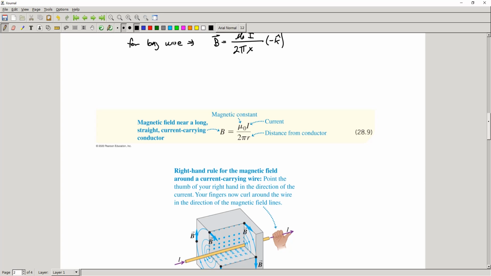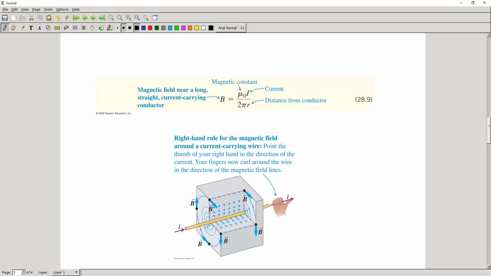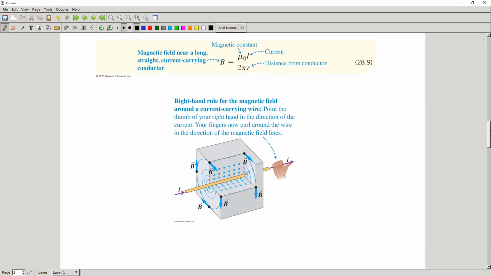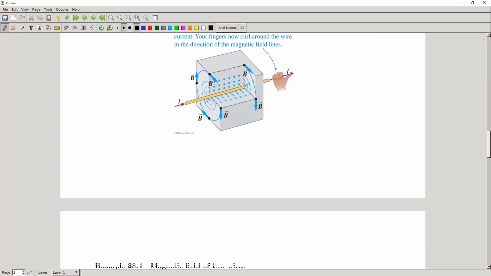When we're dealing with this wire, the right-hand rule still applies. We can see a little drawing of it here. We have the wire with current going from left to right. We line our right hand up with it such that our thumb is pointing in the direction of the current, and our fingers curl in the direction of the magnetic field, right? So we still have that useful tool.